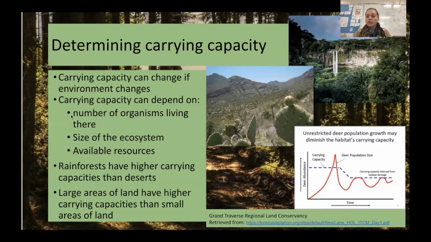The number of organisms living in that area is important to understand, and their available resources, so you can make sure your number of organisms does not outweigh the number of resources they have available. And we would also want to know the size of the ecosystem and the territory that these animals need to roam. Wild tigers in India, for example, are endangered.